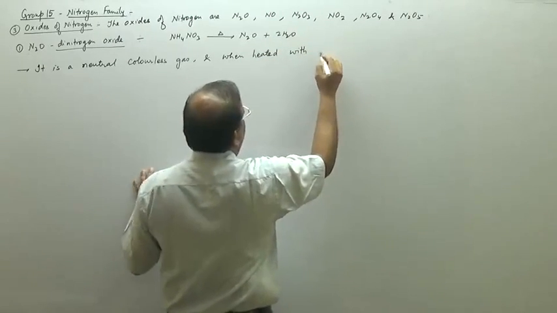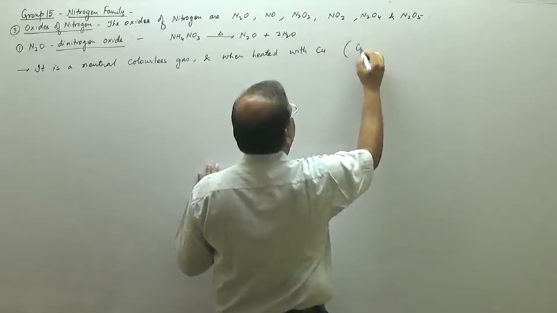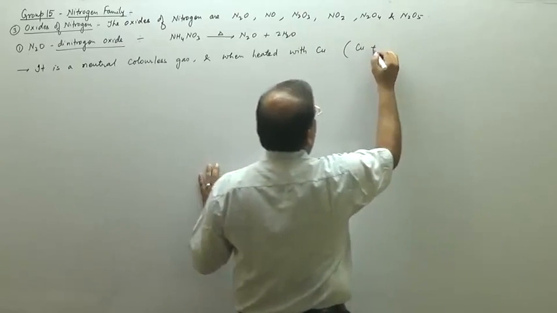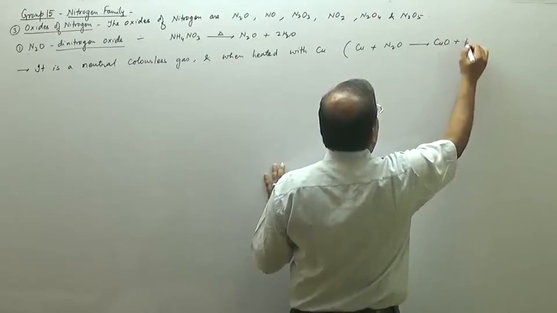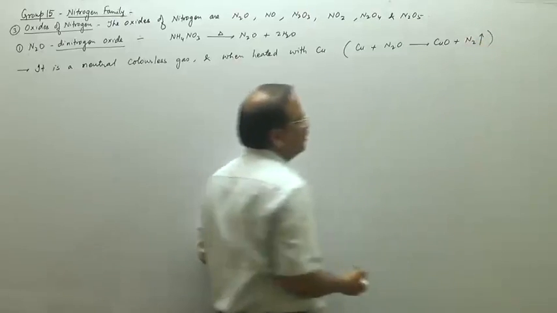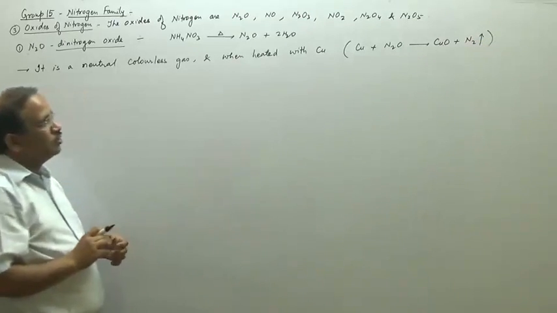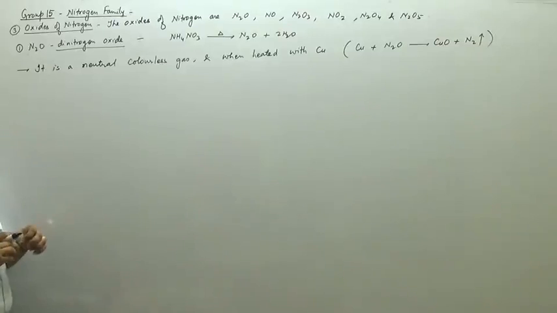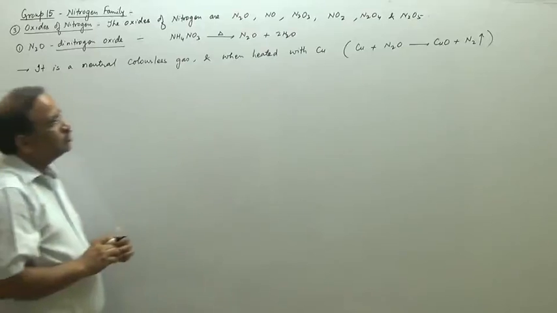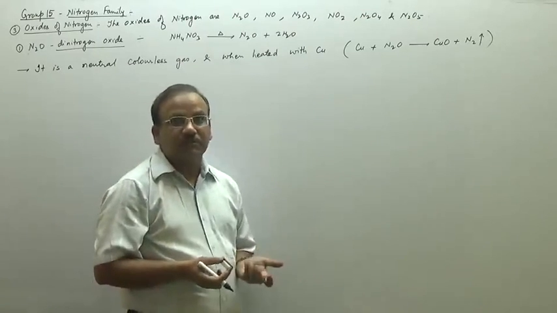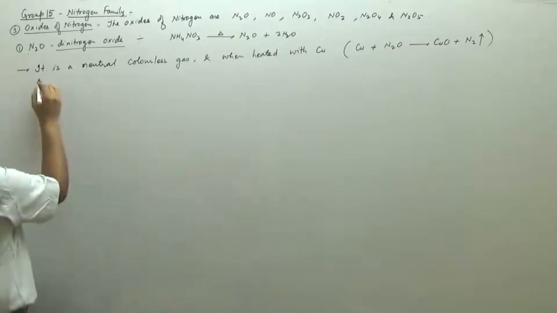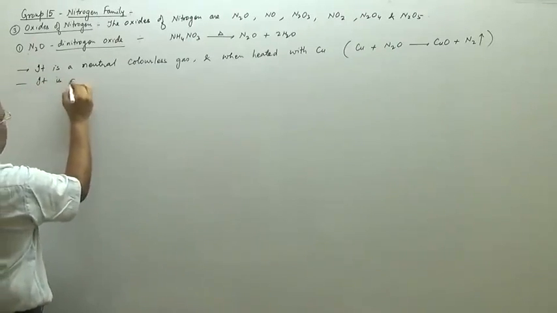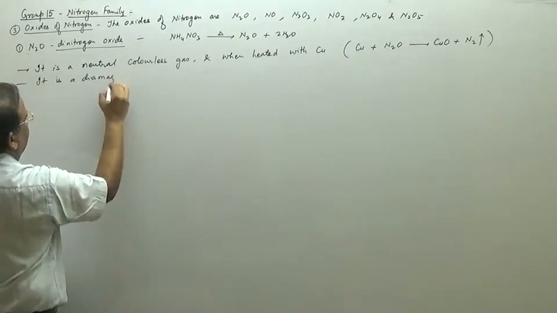copper, that is Cu, it reacts with N2O and gives CuO plus N2 gas liberated. So when it is heated with copper, it shows this property. It is a colorless gas, and when heated with copper, we get this. Similarly, it is diamagnetic in nature because it doesn't have an unpaired electron. So it is a diamagnetic gas.